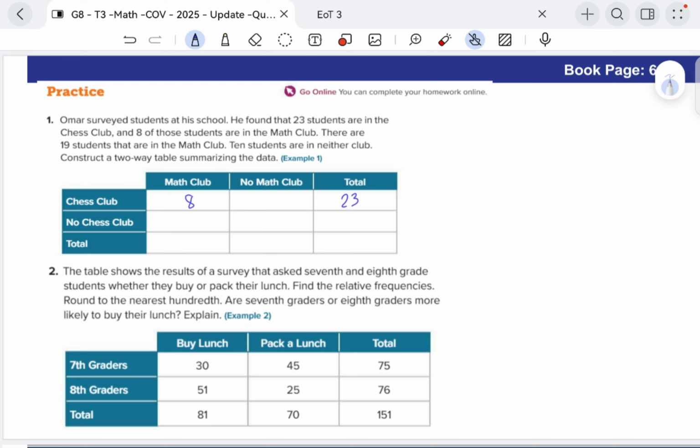There are 19 students in the math club. So the total number of students in the math club is 19. 10 students are neither in the chess club nor in the math club. So here we have 10. No math, no chess.